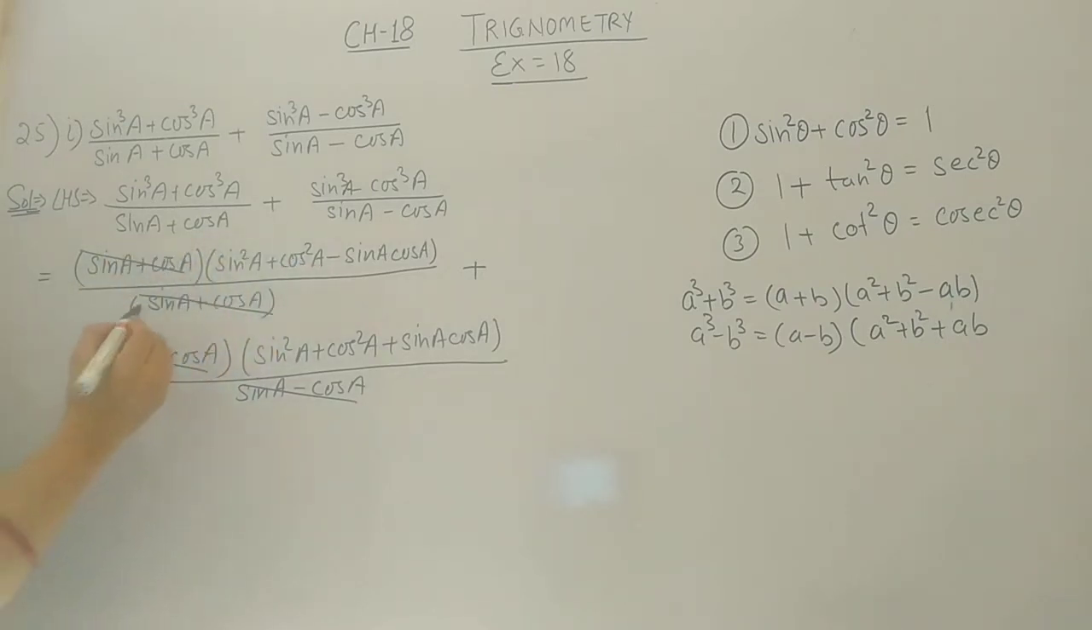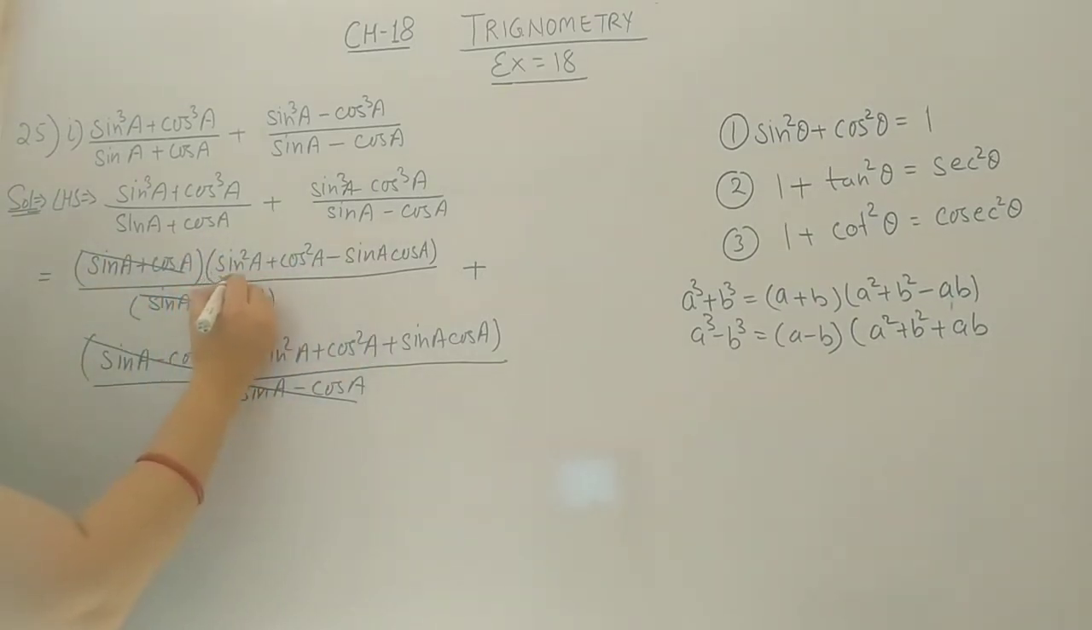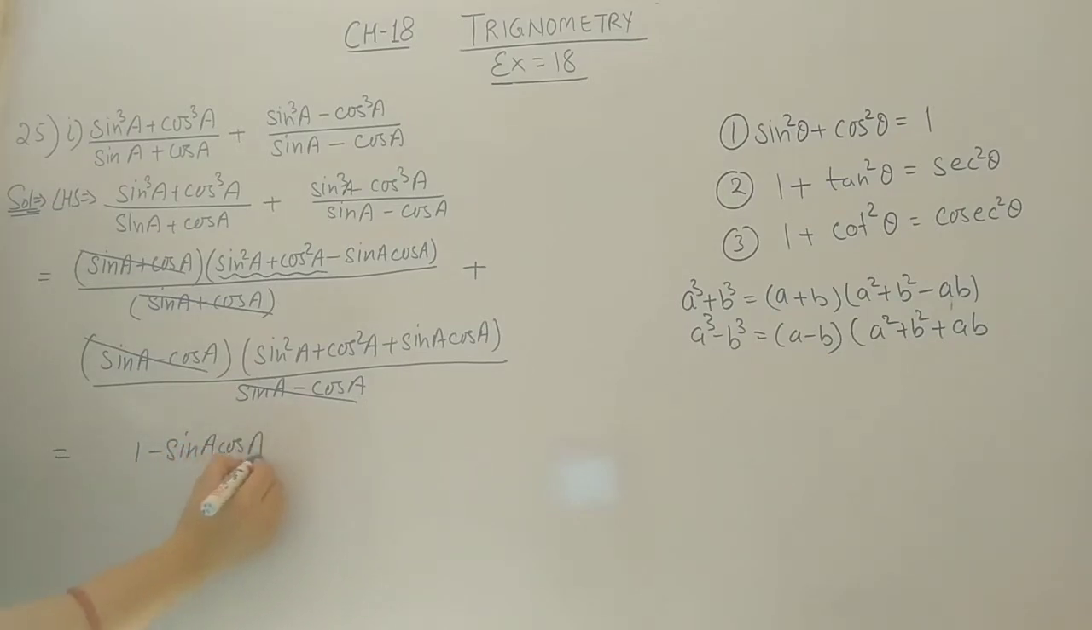So from the first term we have this, and the value of sin²a plus cos²a is 1. So we have 1 minus sin a cos a, and from this second term we have 1 plus sin a cos a. You can see this is minus sin a cos a plus sin a cos a, so this thing also will cancel out. At last we have 1 plus 1, 2, which is equal to the right side. Hence proved.